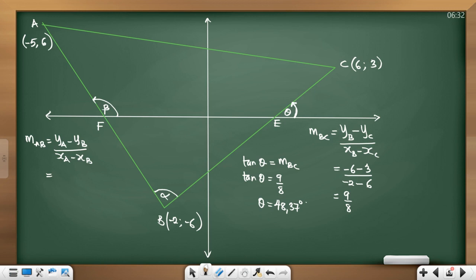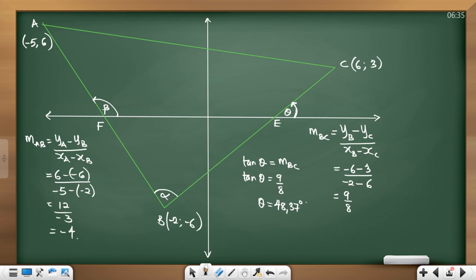What is the Y value of A? 6. What is the Y value of B? Negative 6 over. Let's put that there. That gives me 12 already. Okay. What is the X value of A? Negative 5 minus, what is the X value of B? Negative 2. Okay, that gives me 6 plus 6 will give us what? 12 over 2 minus 5. Remember, that is minus, but use your calculator, but we can do this without. 2 minus 5 will give me negative 3. So my gradient is negative what? 4. Now, please watch this one.